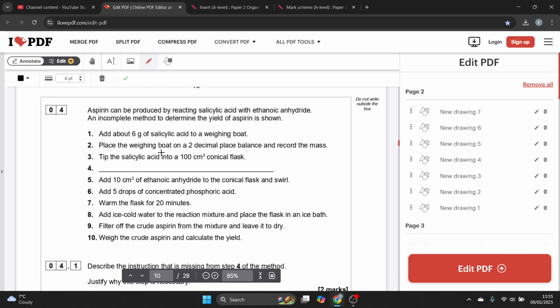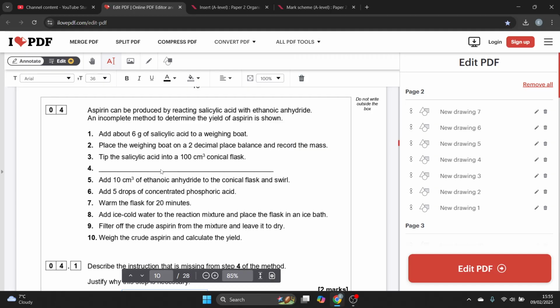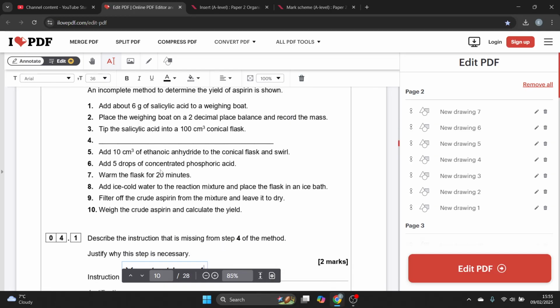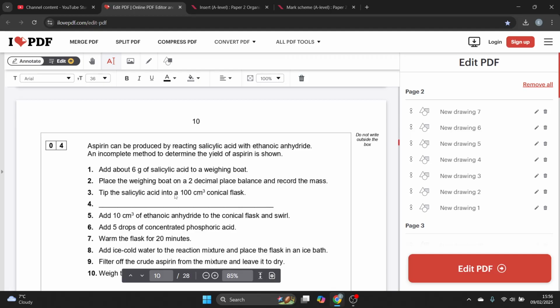Describe the method for the step missing from step 4. The idea is to place a weighing boat, record a mass, tip it in the conical flask, reweigh the weighing boat. Reweigh the empty boat, in order to calculate the exact mass of what I did. You have to be very specific to the question, otherwise it's not going to give you the mark in a lot of cases. To calculate the exact mass of what am I looking for?